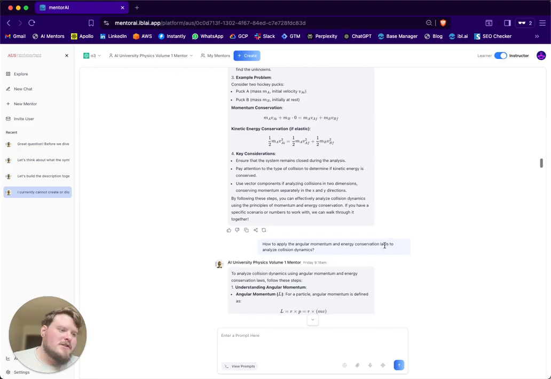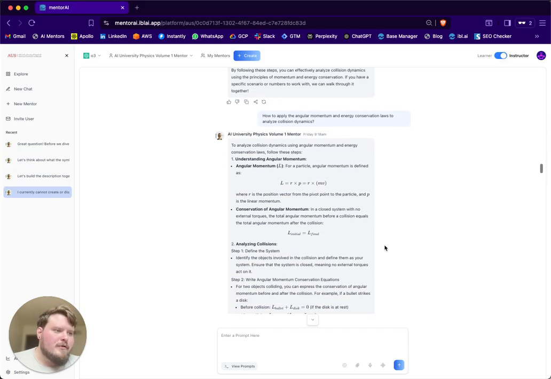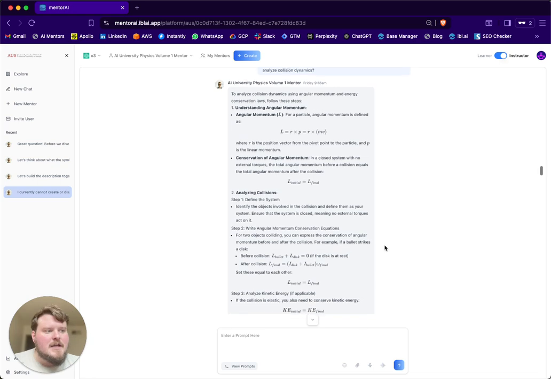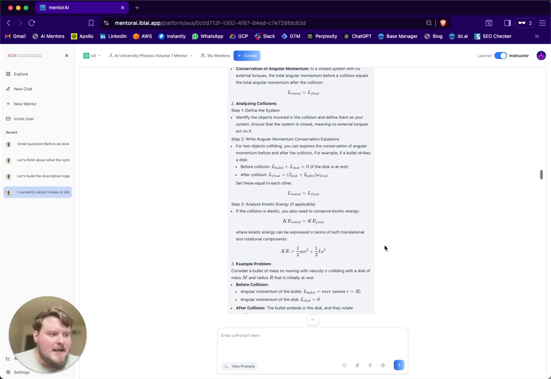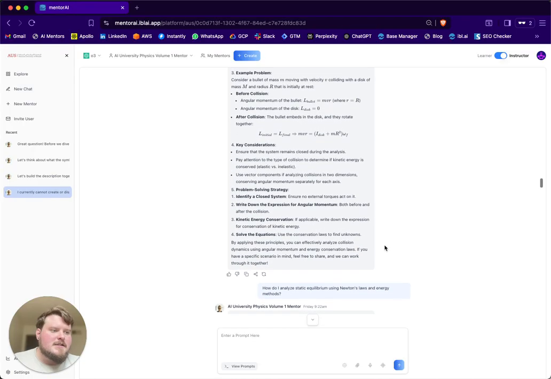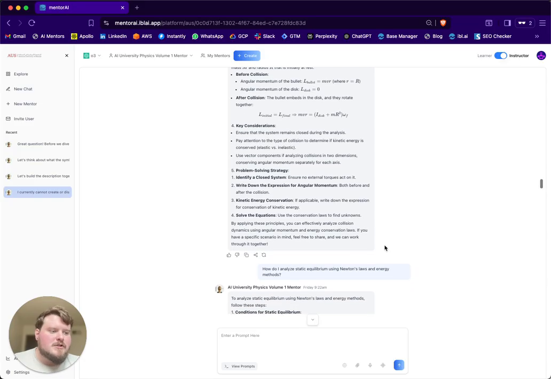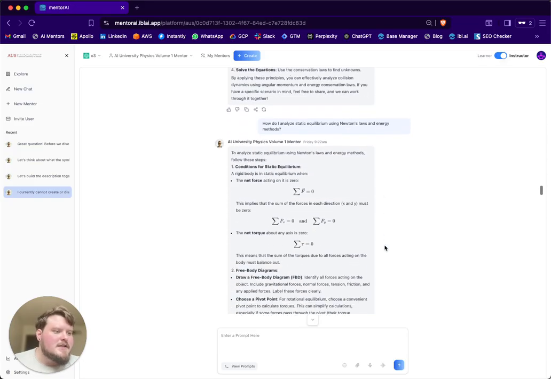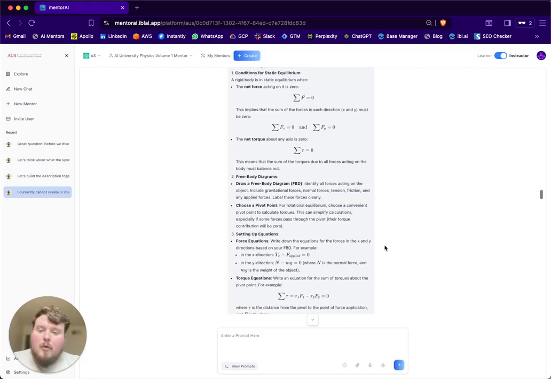And I continue on this conversation. I'll just quickly scroll through so you can see the mentor responses that we're getting as we're working through this, and the key considerations or problem-solving strategies that the mentor is giving us. But this is a very quick example of what we've created for this Physics 101 course.